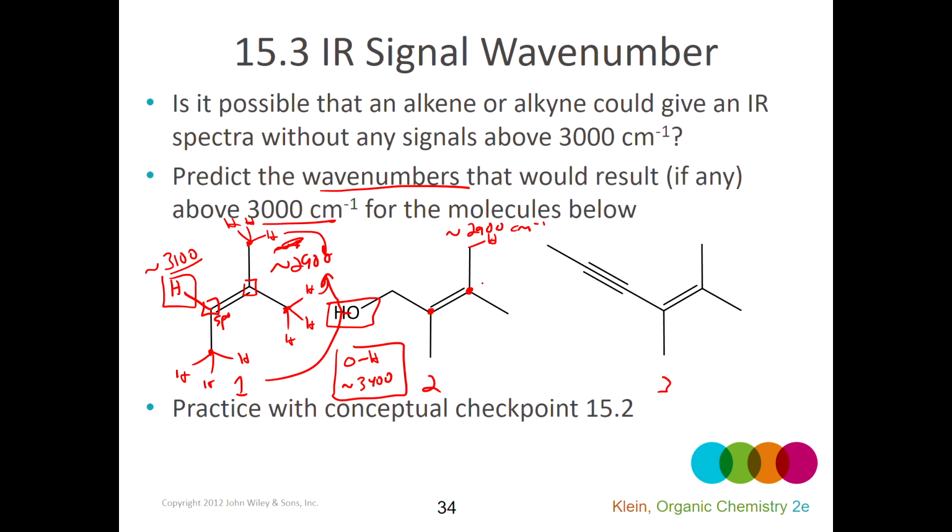a CH stretch. So just because I don't see a signal around 3,100 doesn't mean there aren't any sp2 hybridized carbons. It does mean, though, that neither of those carbons has a hydrogen bonded to it, because if there were a hydrogen bonded to that, that bond stretching would occur around 3,100. So the fact that there's no hydrogen bonded to either of those tells me that I don't expect to see any signals above 3,000 other than the OH bond stretch signal. And that's what we see in compound 3. Nothing above 3,000.